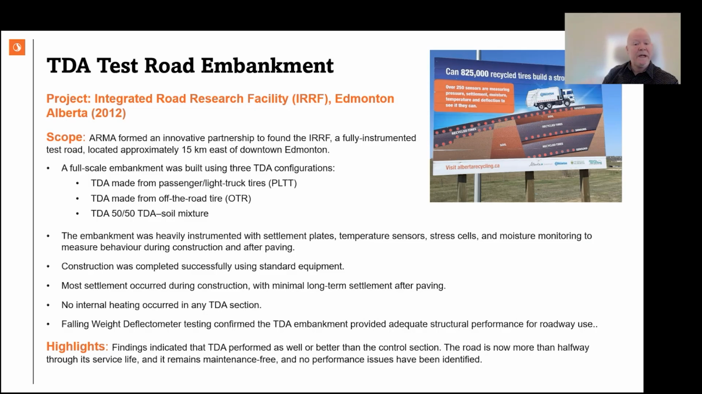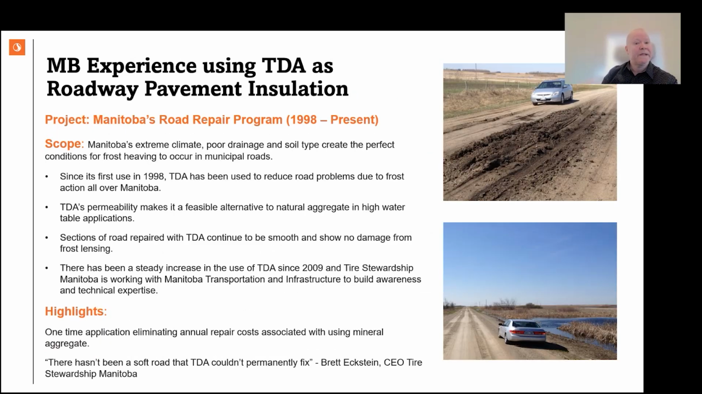The test road is still unique in Canada, and more than 8,000 tons of recycled tires were used in this construction project. It was also instrumented with more than 250 pavement and geotechnical instruments during construction. This geotechnical instrumentation was used to monitor the TDA section's compression behavior, internal temperature, and drainage characteristics. Findings indicated that TDA performed as well or better than the control section. The road is now more than halfway through its service life and remains maintenance-free, and no performance issues have been identified. Moving on to our next case study here.